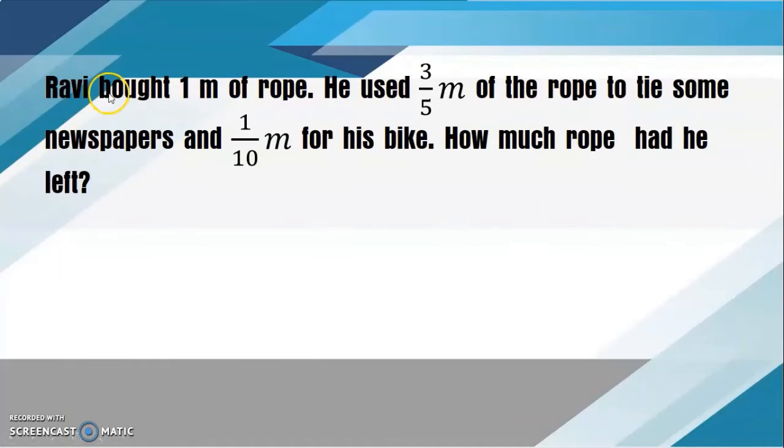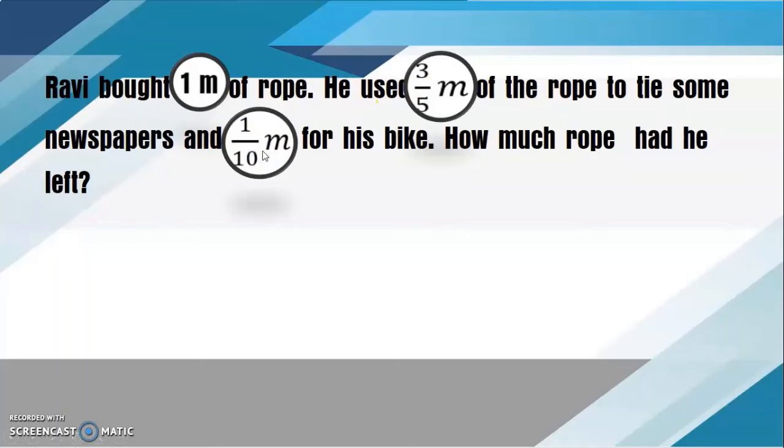Another example, Ravi bought 1 meter of rope. He used 3/5 meters of the rope to tie some newspapers and 1/10 meters for his bike. How much rope had he left? Okay, let's circle the numbers: 1 meter, 3/5 meters, and 1/10 meters. Let's underline the question, how much rope had he left? So the keyword here is, very good, left. It means we're going to subtract.